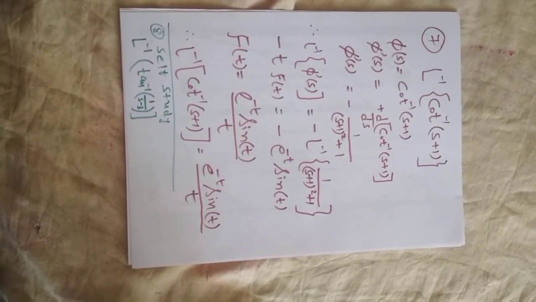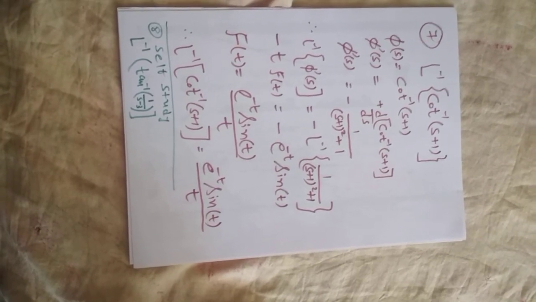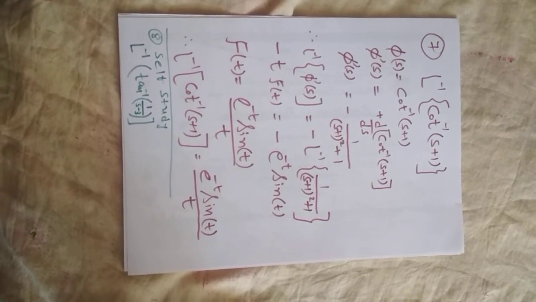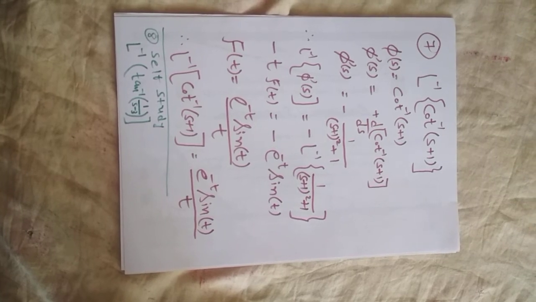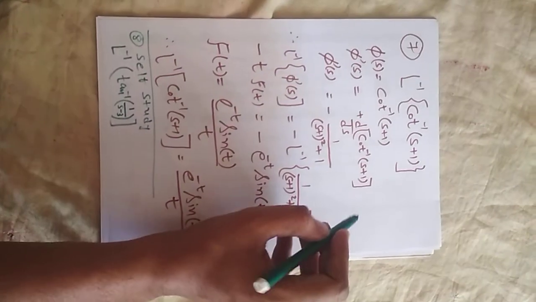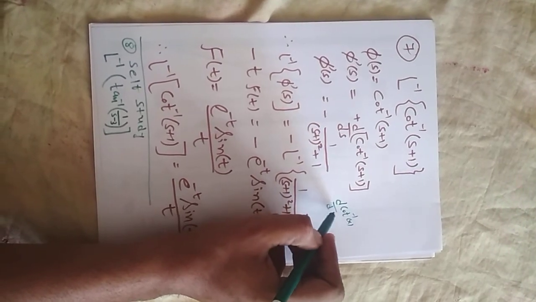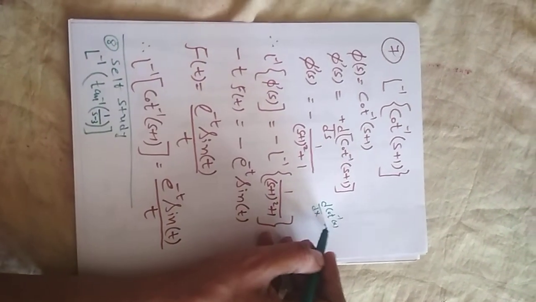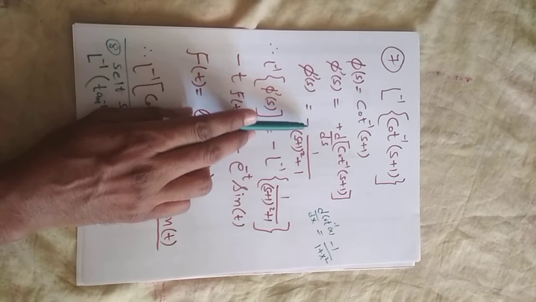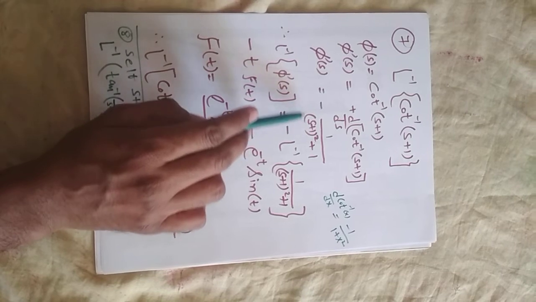Let us see one more example. L inverse of cot inverse (s plus 1). Here phi of s is equal to cot inverse (s plus 1). So phi dash s is, differentiating both sides with respect to s, the derivative of cot inverse (s plus 1). As we know, the derivative of cot inverse x with respect to x equals minus 1 upon 1 plus x square. So here I am taking minus 1 upon (s plus 1) whole square plus 1, where this is our x.